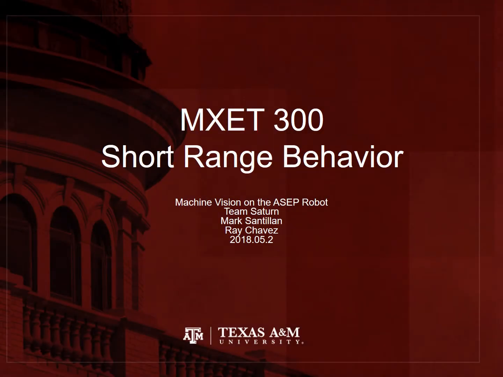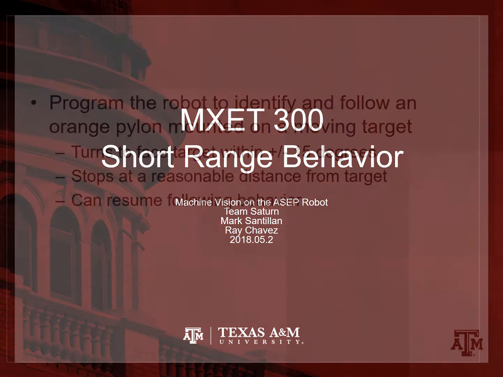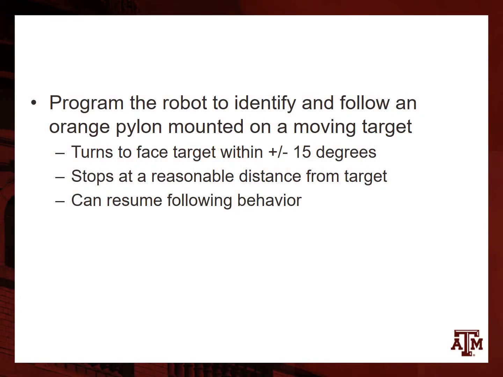This presentation covers short-range behavior for Team Saturn. The objective for the ASAP robot to complete was to follow a manually controlled robot with a mounted orange pylon within plus or minus 15 degrees without crashing into it.